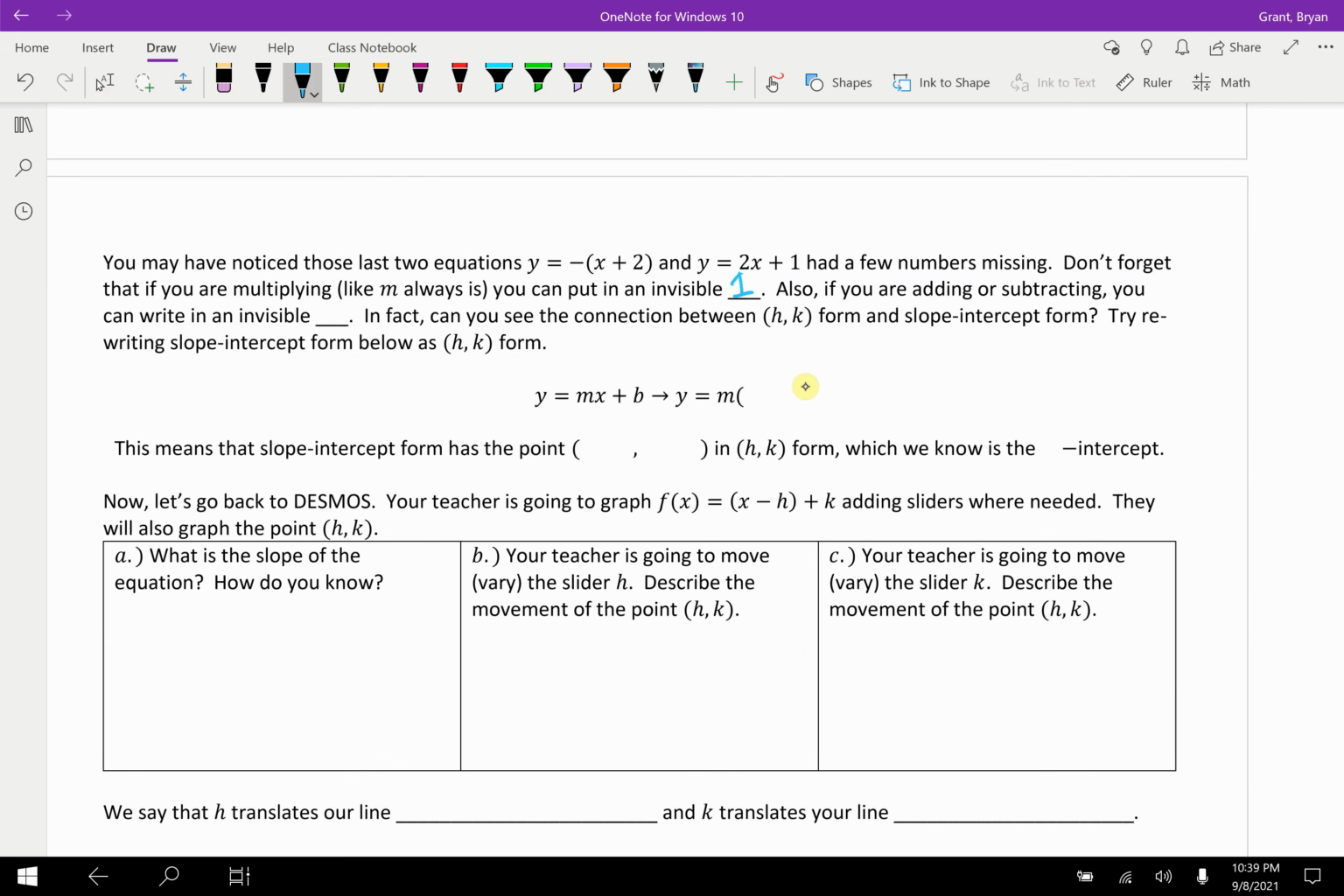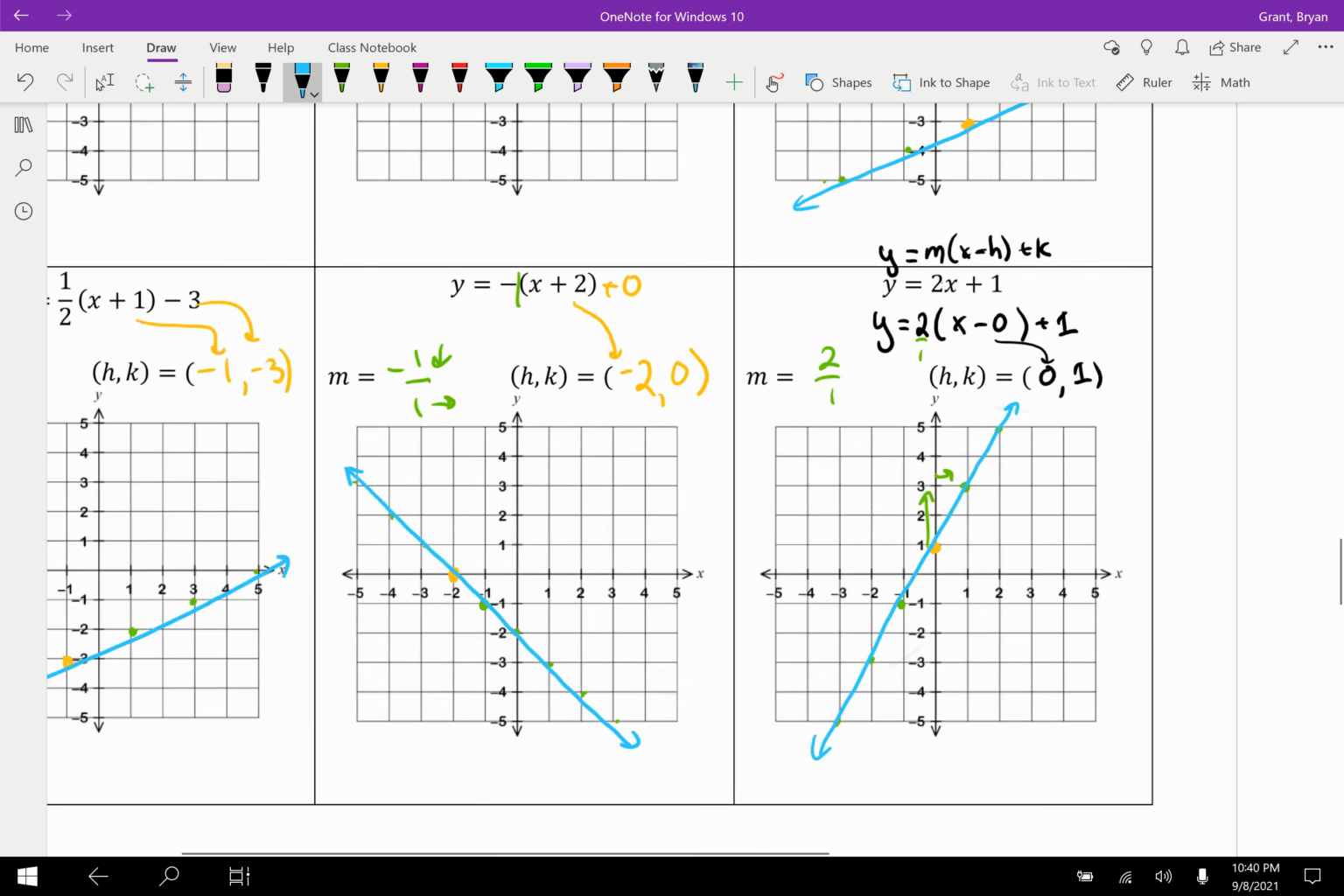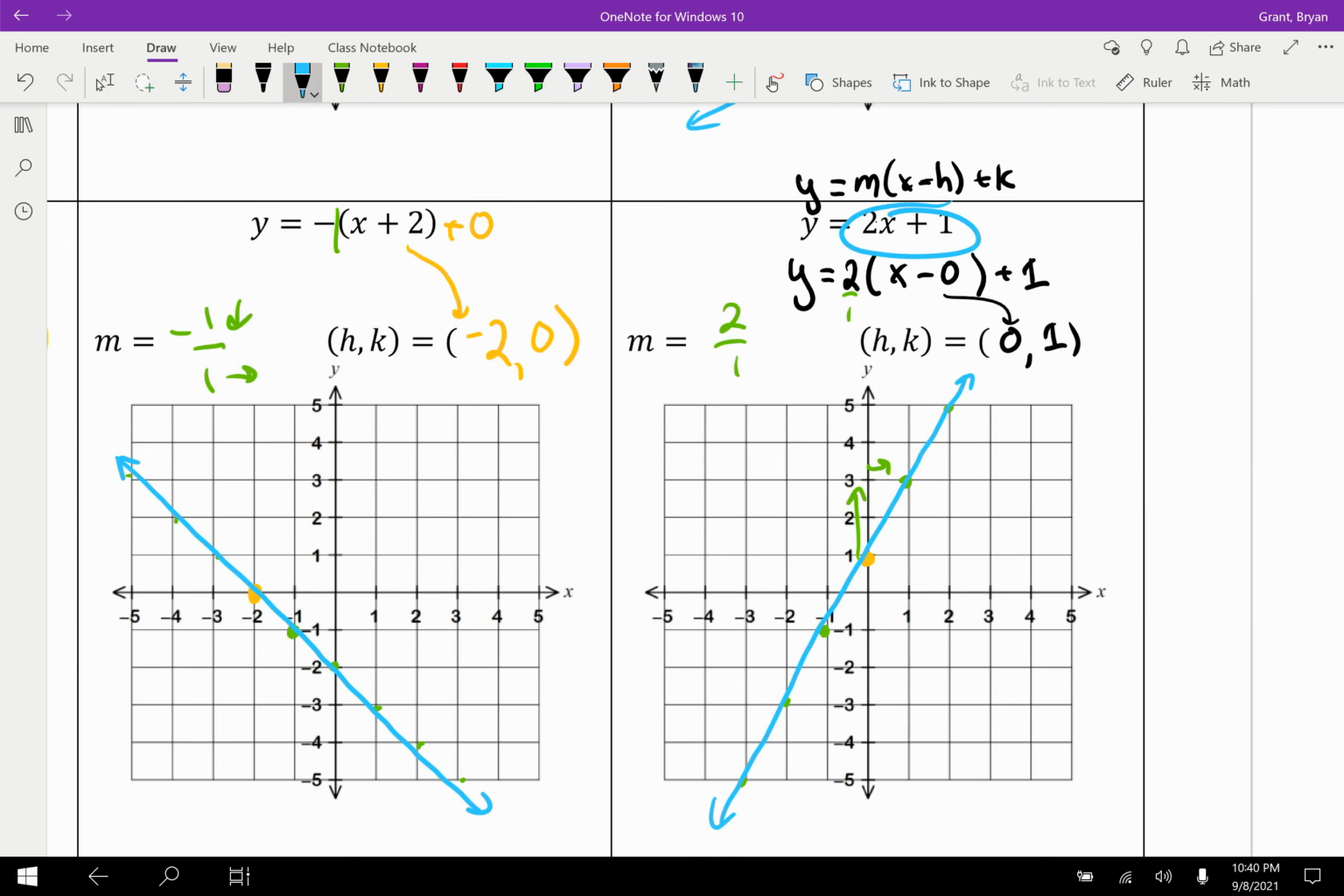If you're adding or subtracting, you can always write in an invisible 0. Adding 0 or subtracting 0 never changes a problem. In fact, can you see the connection between HK form and slope-intercept form? We even did this on this last problem. This was in slope-intercept form. This had a y-intercept of 1 and a slope of 2. Well, I rewrote it as HK form by putting in the 0, but a y-intercept always has a 0.